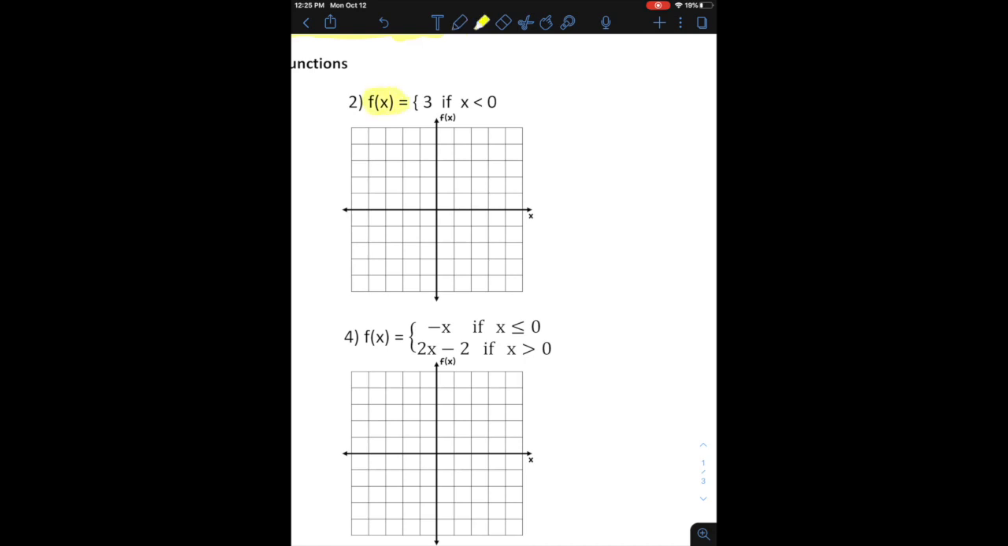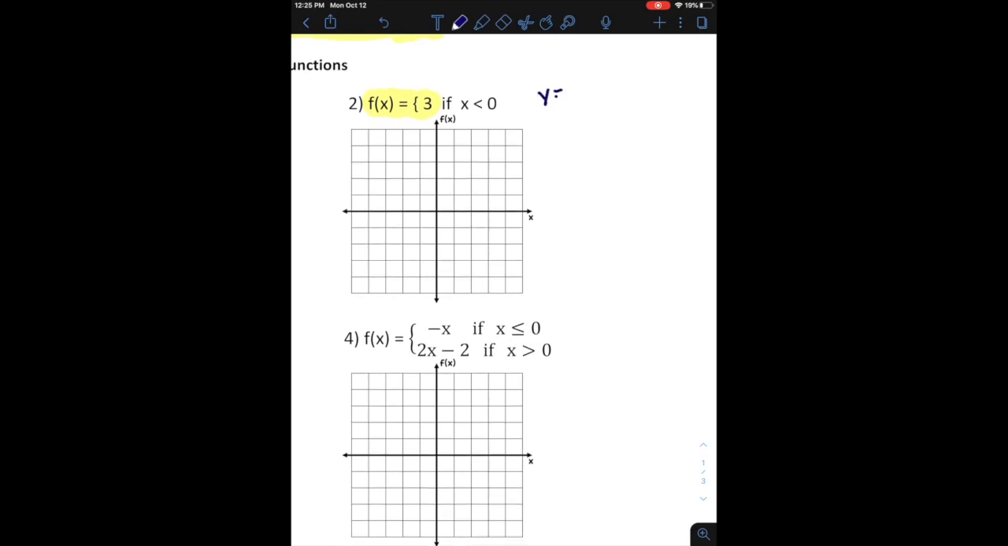So here, number 2, this is in function notation, and this piecewise function, f of x equals 3, could also be written as y equals 3. That's another way to write it. Now, we don't want to graph the entire line y equals 3, which would be the horizontal line crossing the y-axis at specifically 3. Notice that this is in slope-intercept form. It has a slope of 0, therefore it'll be a horizontal line, and it will cross the y-axis at 3.